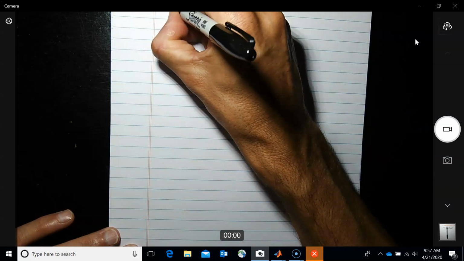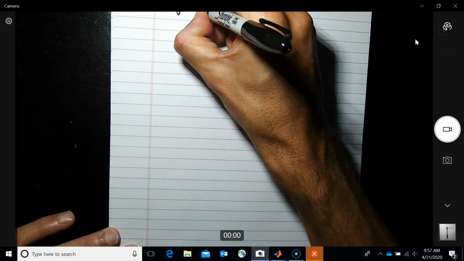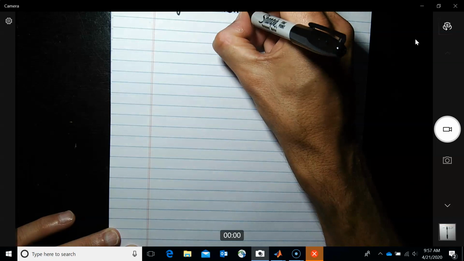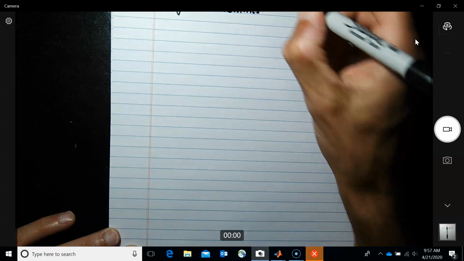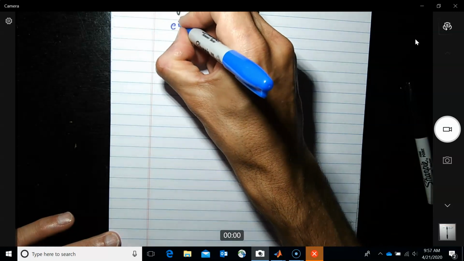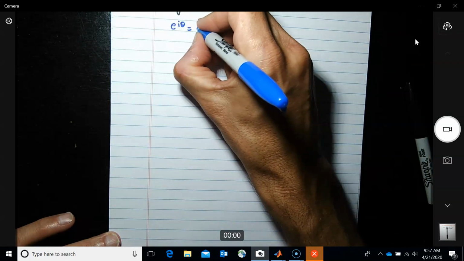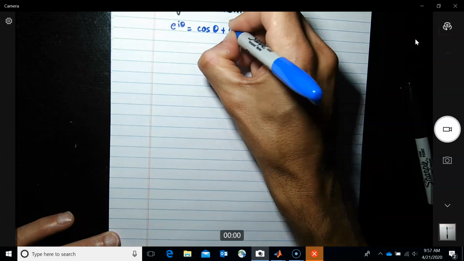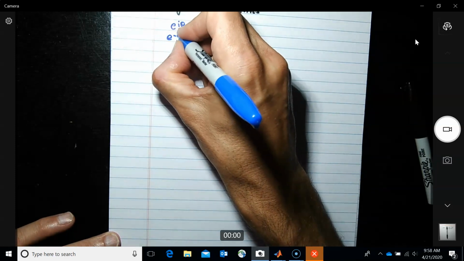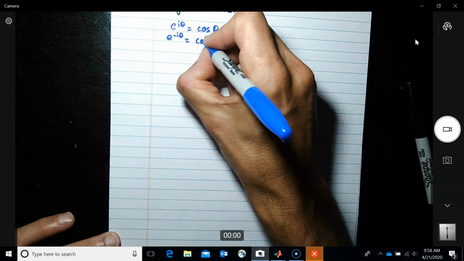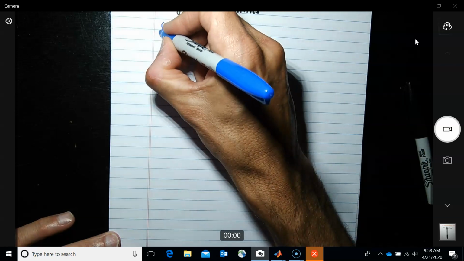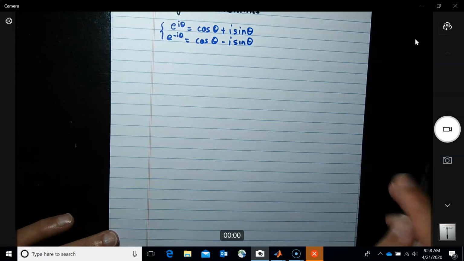Using Euler's identities for imaginary numbers, you know that e to the i theta is equal to cos theta plus i sin theta, and e to the minus i theta is equal to cos theta minus i sin theta. So we substitute it into the previous equation.